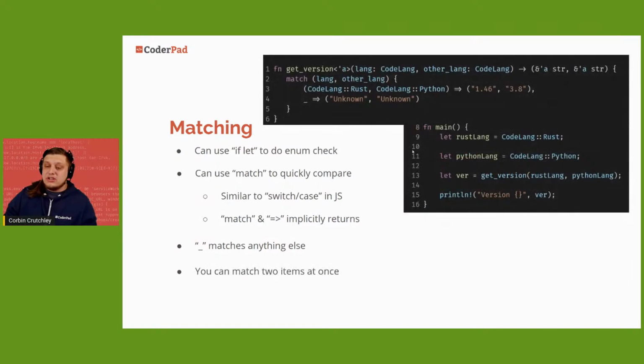We also have the ability to match two items at once, and this is where Rust match is a little bit more powerful than switch case, in my opinion, in that you can have multiple different items matching. So if you want to get the version of both Rust and Python, you can check the code lang enum values, and then return them as two items in a, I forget what this is called, but being able to return multiple different items. So yeah. Actually, this print line isn't quite right. I need to do ver, comma, other ver, or something like that.